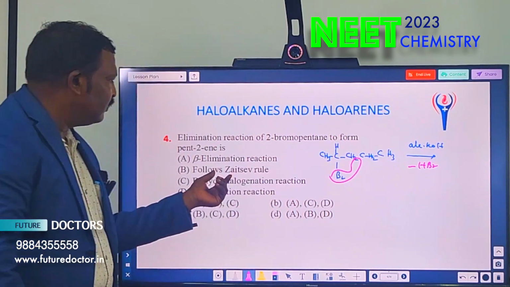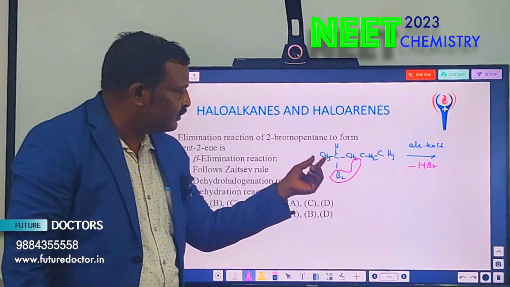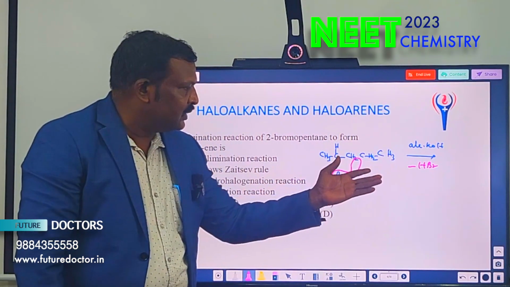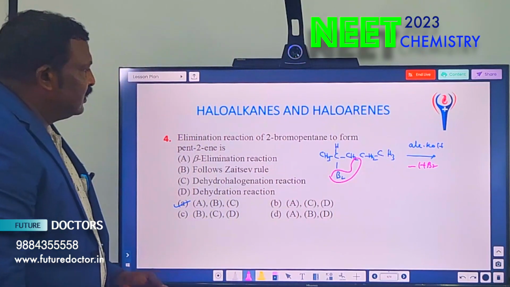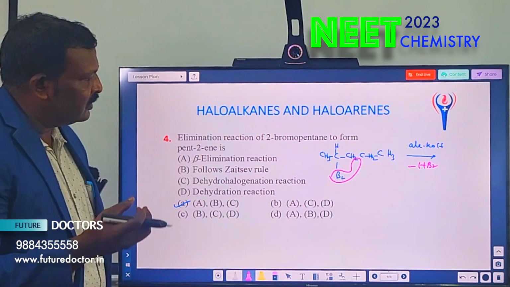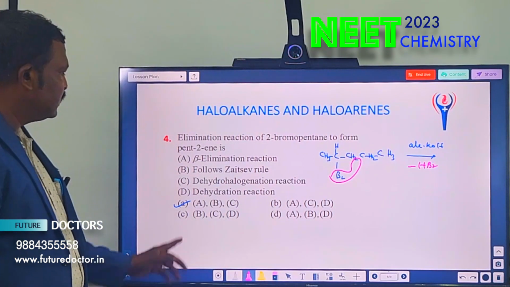But what rule do we follow? Saytzeff's rule. If you take hydrogen from here, the alkene will be less stable. If you take hydrogen from that side, then only the more stable alkene is obtained. All this is essential to get the more stable alkene. Understood? So A, B, C is the correct one.